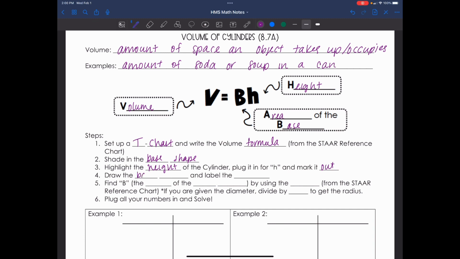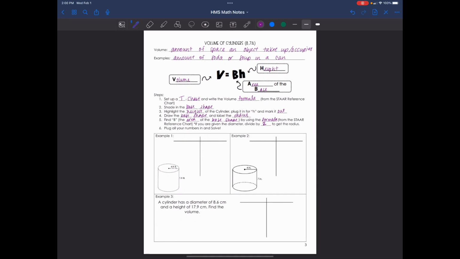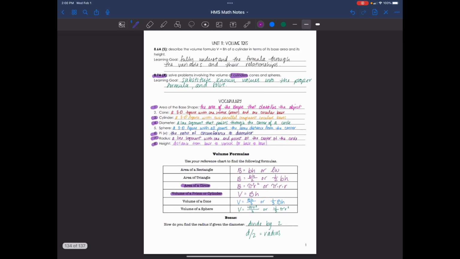We are going to draw the base shape and label the radius. We care about that radius. Then find the area of the base shape by using the formula from the formula chart. If we're given the diameter though, just know that we divide by 2. Woo! Okay. Have we looked at the formula chart? We have not.